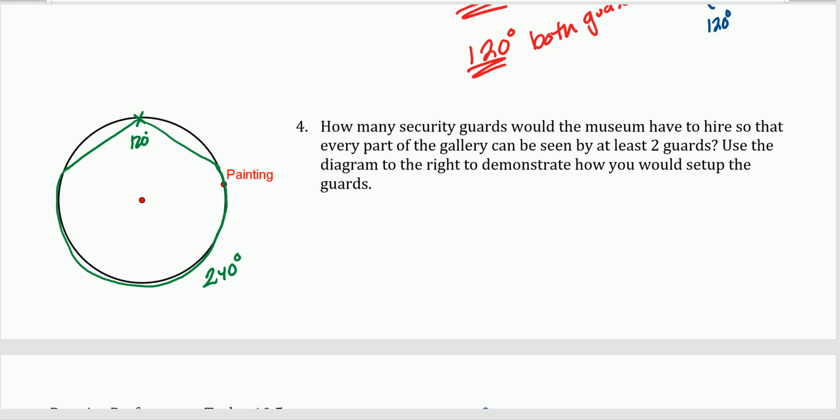So if I want to see the circle twice, I want every part of the circle to be viewed twice, that's 360 times 2, which is 720. Each guard can see 240, so 720 divided by 240 is 3. You would have to hire 3 guards in order for every spot of the room to be seen twice.